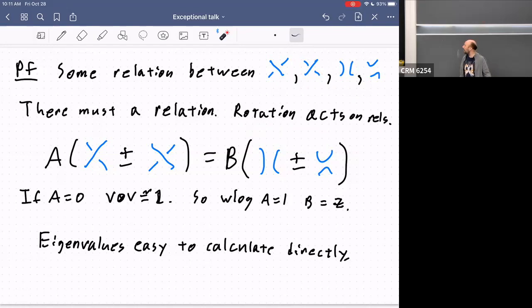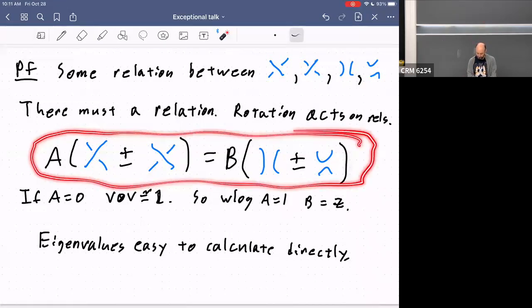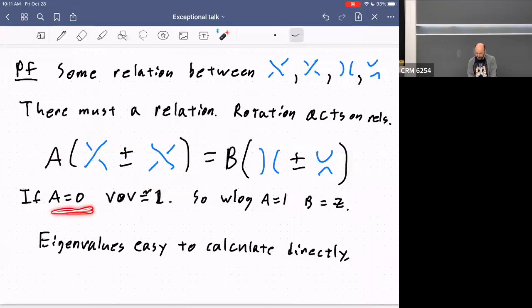You might have thought that I could have fourth roots of unity, but in fact, all those pictures happen to come back to themselves under a 180-degree rotation. So it's a representation of Z mod 2. It either has eigenvalue 1 or eigenvalue minus 1. So you get a relation of this form. If A is 0, you can show that V squared would be 1, which contradicts our assumption. So dividing through by whatever A is, I can assume that A is 1 and B is some variable Z, and that was the Z in my relation. Okay, so you could just read off these relations, and the eigenvalues are just a calculation.